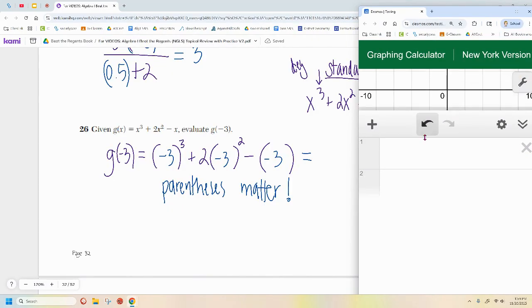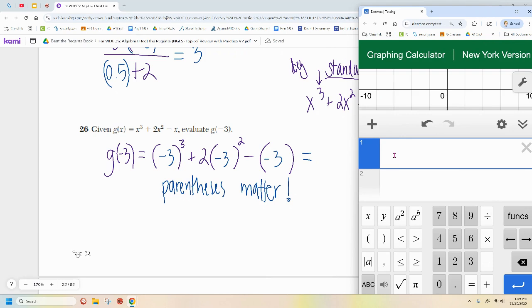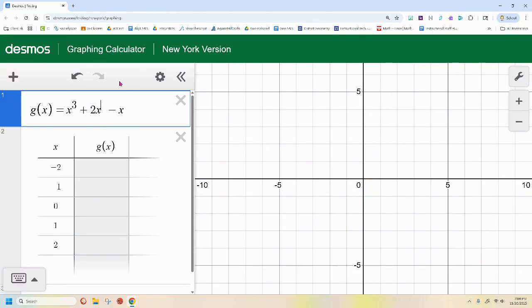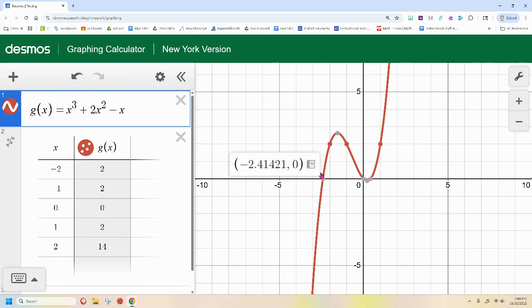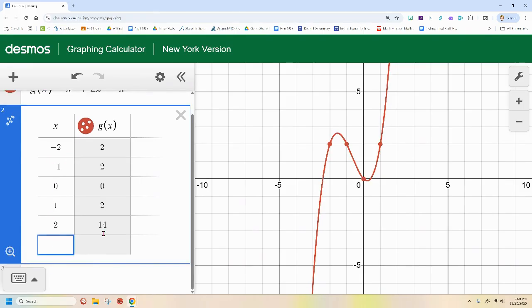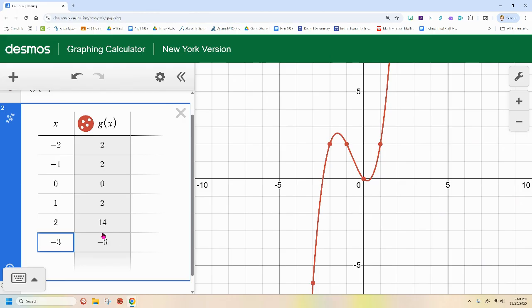Let's pull this up. There we go. So we're going to type in the original function, g of x equals x cubed plus 2x squared. It's a small error right there. There we go. I was looking for this beautiful graph, and I'll talk about that in a second. But anyways, we're plugging in negative 3. Negative 3 is not there. I can go down here and just type in that negative 3, and it tells me the answer is negative 6. Easy peasy. Got my answer.